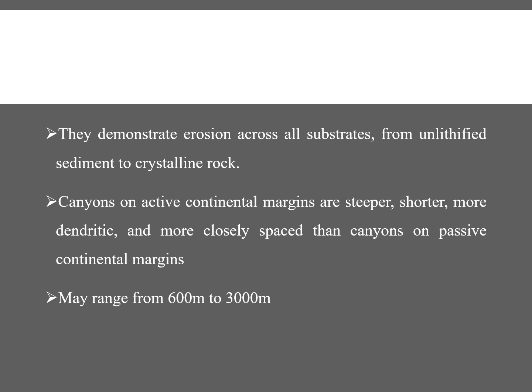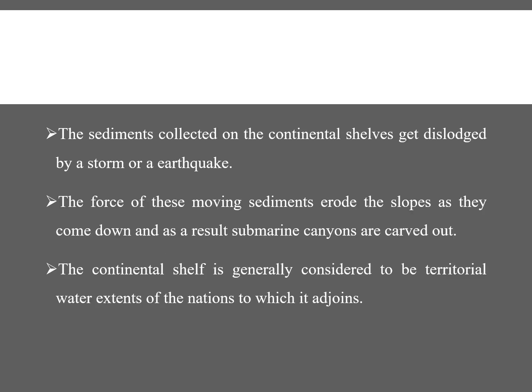Canyons on active margins are steeper, shorter, more dendritic, and more closely spaced than canyons on passive continental margins. Their altitude may range from 600 meters to 3000 meters. The sediments collected on the continental shelf get dislodged by a storm or earthquake. The force of these moving sediments erodes the slopes as they come down, and as a result submarine canyons are carved out. The continental shelf is generally considered to be the territorial water extent of the nations to which it adjoins.